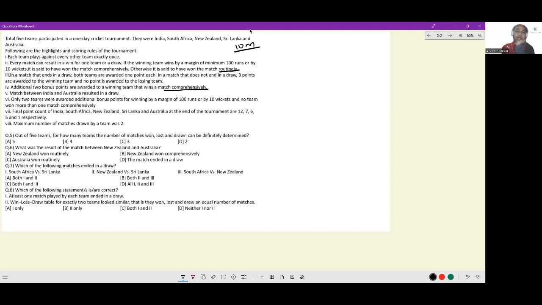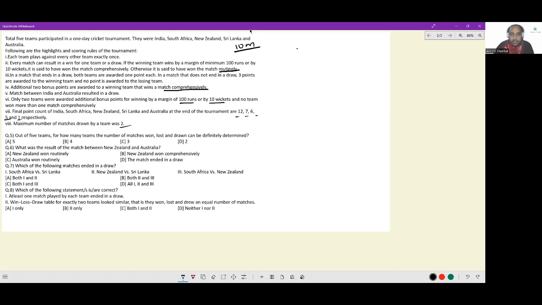Match between India and Australia resulted in a draw. Only 2 teams were awarded additional bonus points for winning by a margin of 100 runs or by 10 wickets, and no team won more than one match comprehensively. Final point count of India, South Africa, New Zealand, Sri Lanka, and Australia at the end of the tournament was 12, 7, 6, 5, and 1, respectively. Maximum number of matches drawn by a team was 2. So lots of information. Let's do this work first.